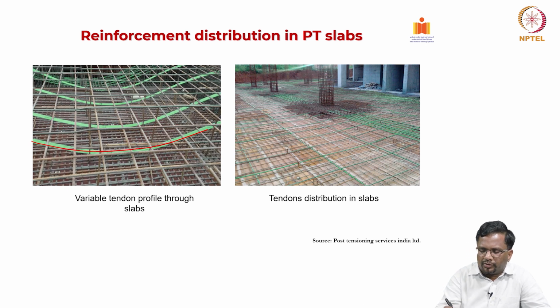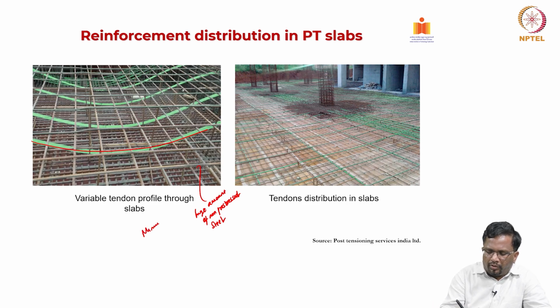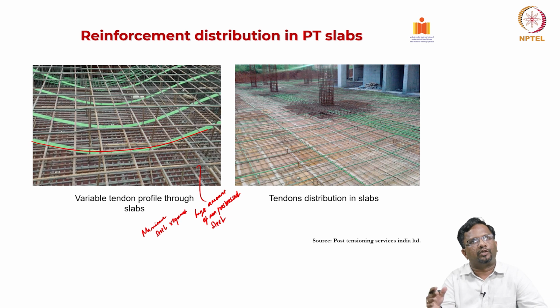In addition to that, you see there is a huge amount of non pre-stressed steel, because you should always satisfy the minimum amount of steel. So, this is from the minimum steel requirement. That is why, in addition to the PT, you should also put some bonded steel, right.